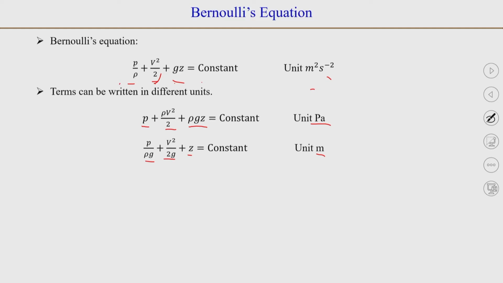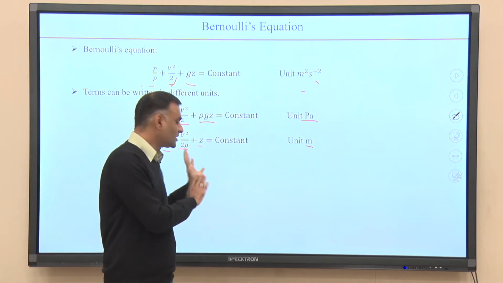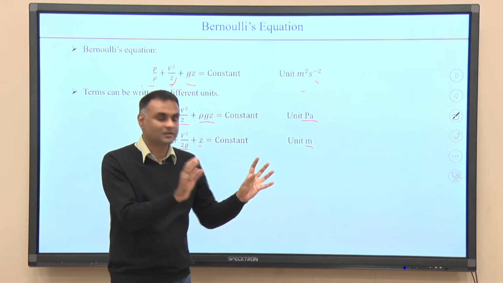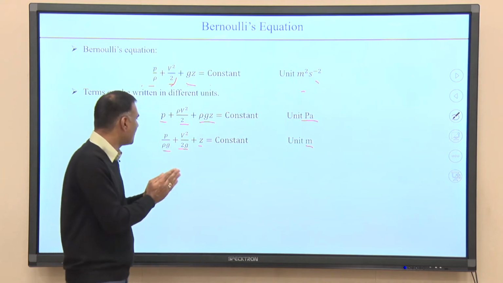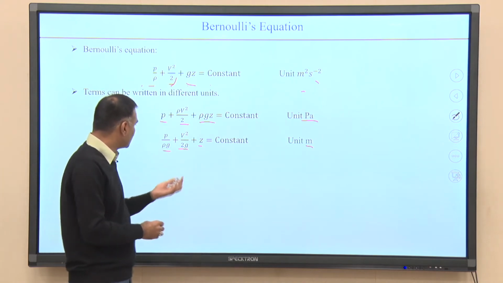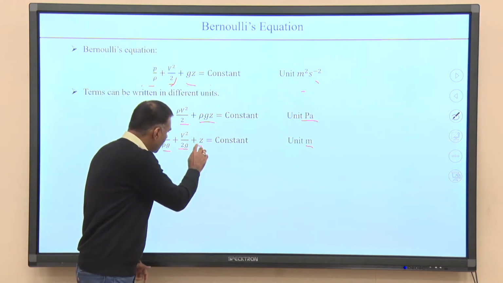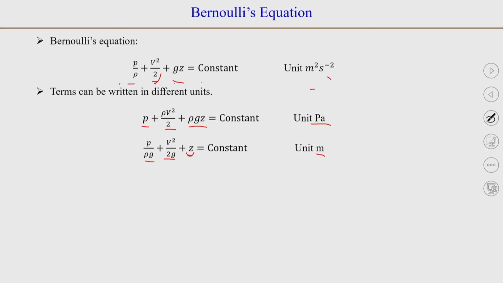You can use either of these forms, but we need to remember that when we are using the equation, all terms should be consistent. A common mistake is that sometimes we use Z in this form, whereas we might be using V squared by 2, not V squared by 2 G, and that causes a mistake. So, we need to remember that all the terms that we are using are in the same units.